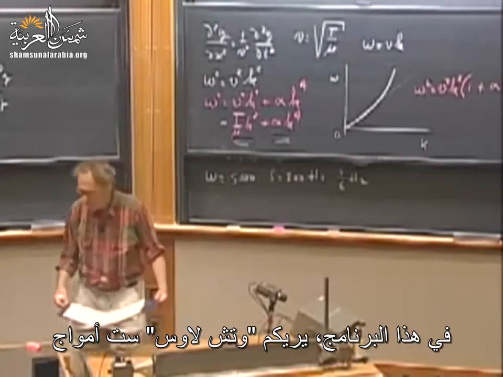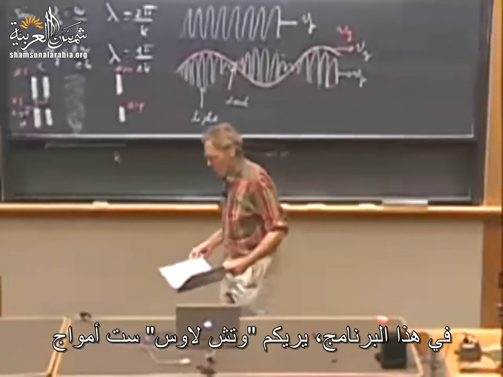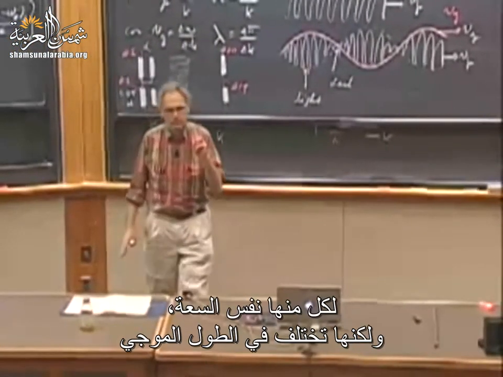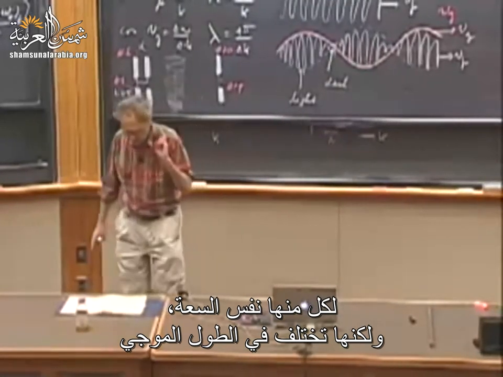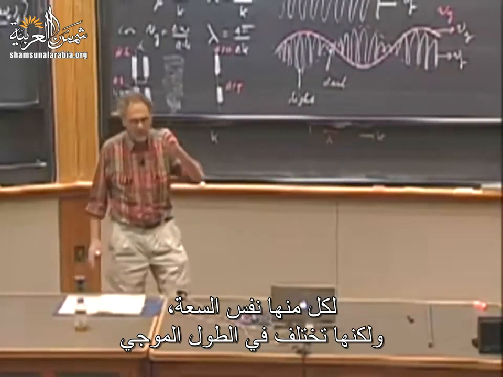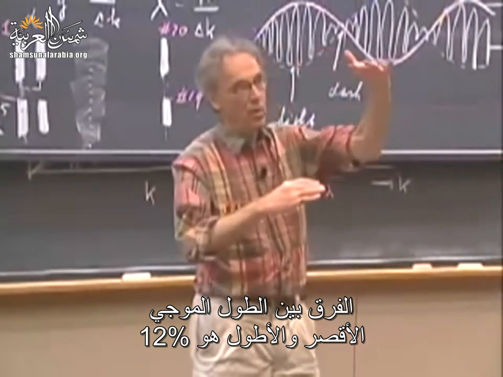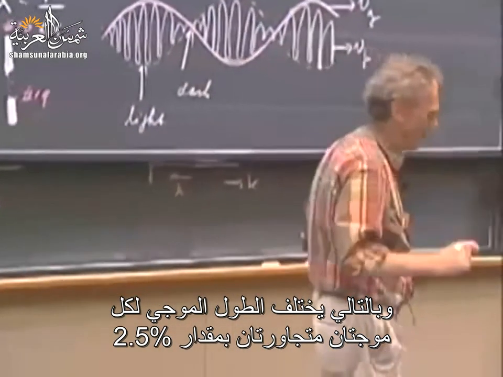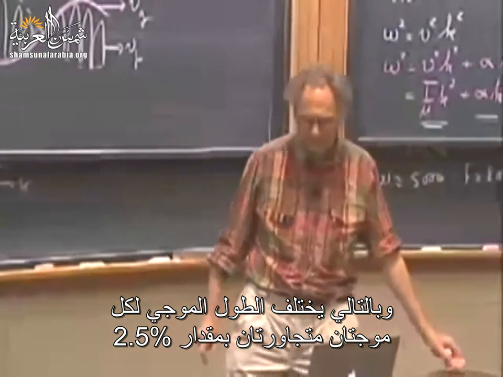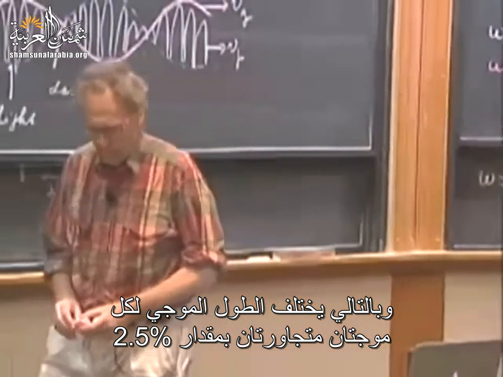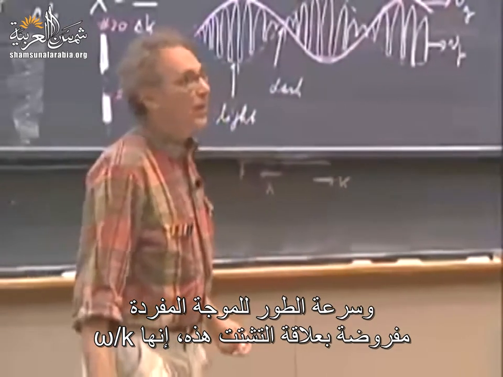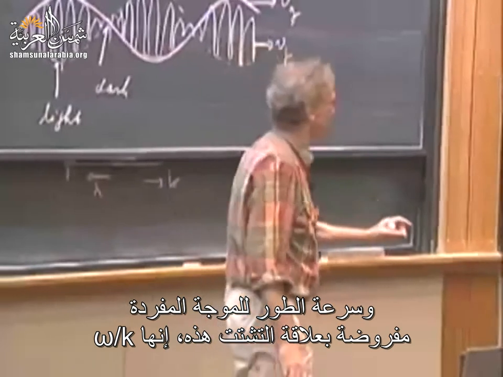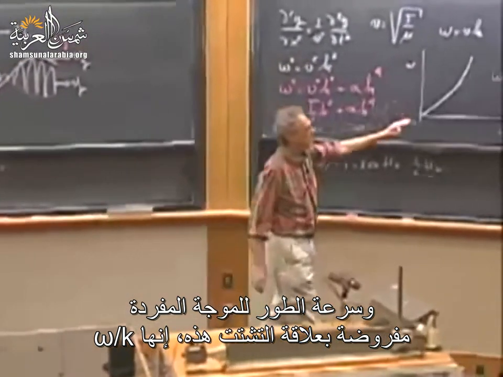In this program that you're going to see, Wietzlaus shows you 6 waves. All 6 have the same amplitude, but they differ. The shortest wavelengths and the longest wavelengths differ by 12%. So 2 neighboring wavelengths are 2.5% apart. And the velocities of the individual waves, the phase velocity, is then dictated by this dispersion relation.